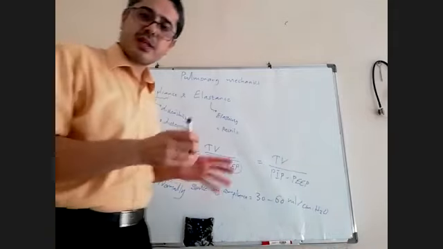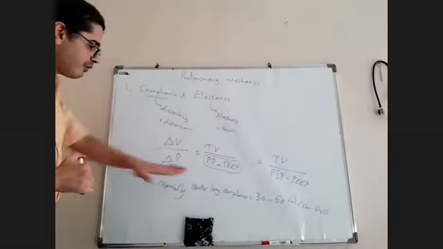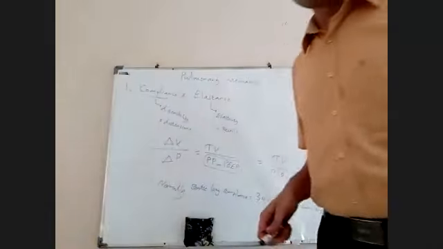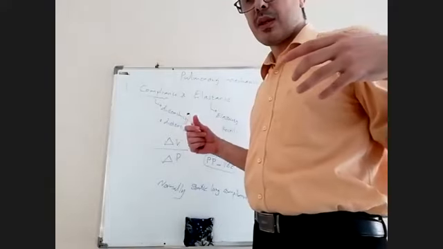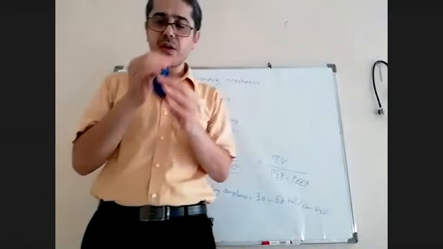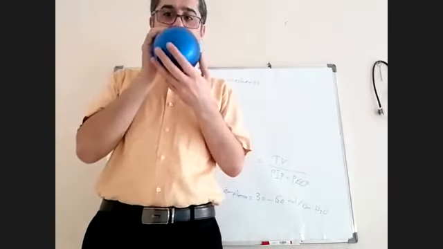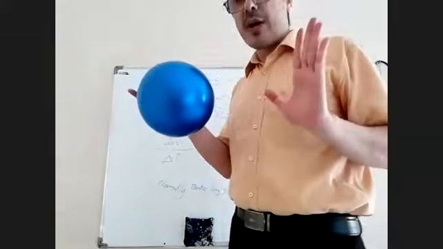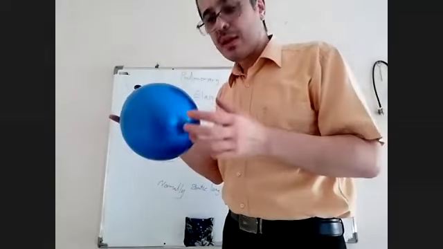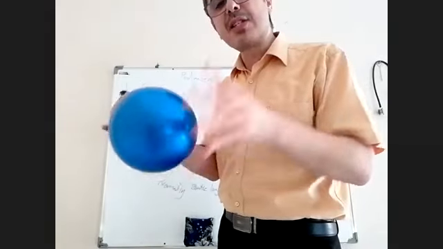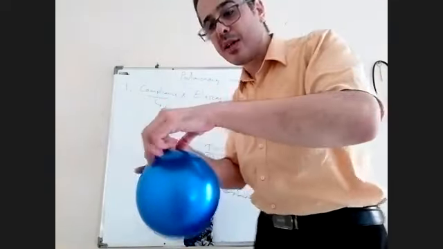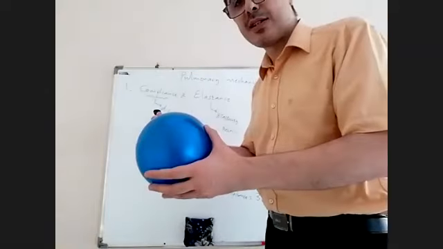So static and dynamic. How to differentiate between static and dynamic? Static, if there is no flow, the flow is finished already. So for example, I take the balloon again. Now I stop. So now there is compliance, but this is static compliance because no more flow is coming.